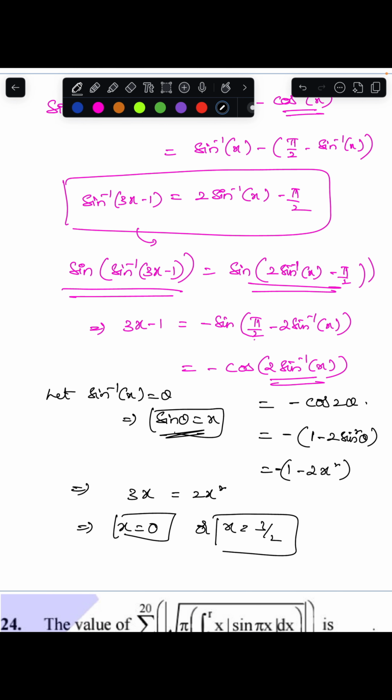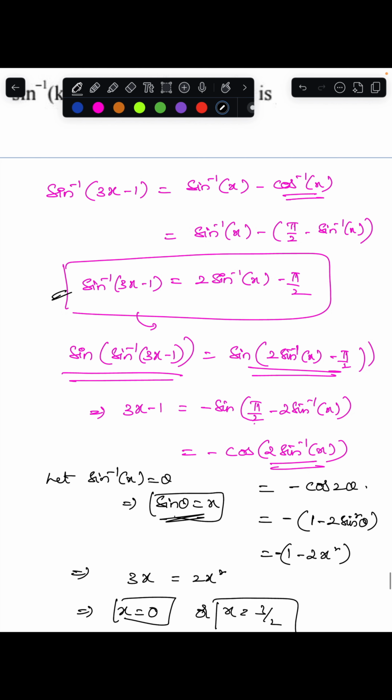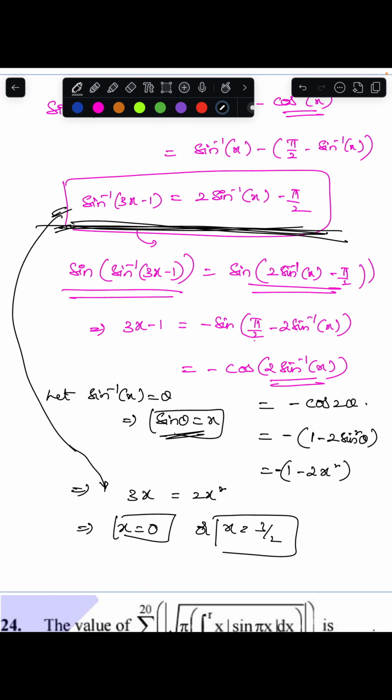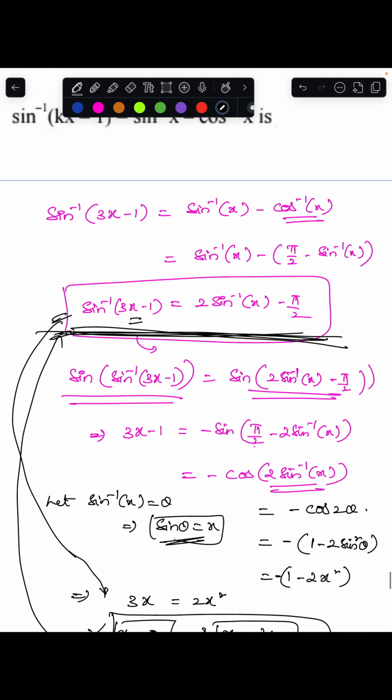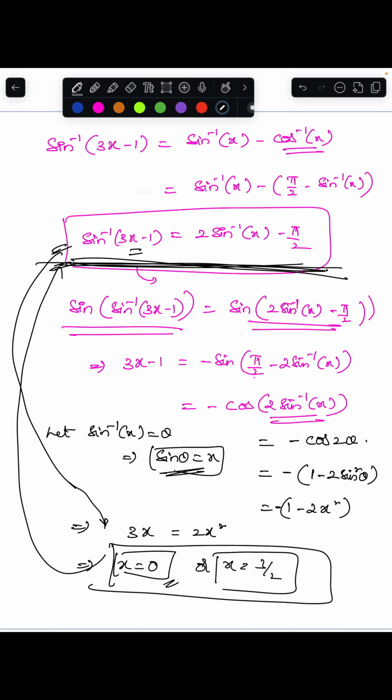So to solve inverse trigonometric equations, if sine inverse is given, you can apply sine on both sides. If cos inverse is given, you can apply cos, or if tan inverse is given, you can apply tan. But after applying, you will get the solutions. Whatever solutions we are getting need not be the final solutions. So you need to verify whether they are correct solutions or not, just by substituting in the original equation. Okay, if you substitute 0 here, you are getting sine inverse of minus 1. That means minus pi by 2. Sine inverse 0 is 0. So minus pi by 2 equals minus pi by 2. You get the answer, right?